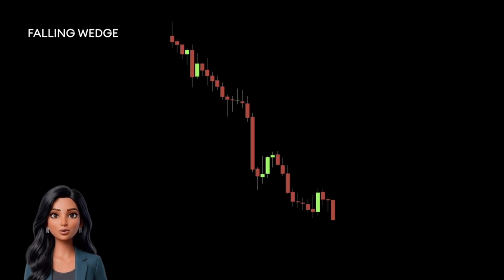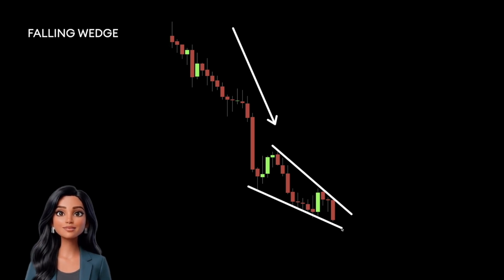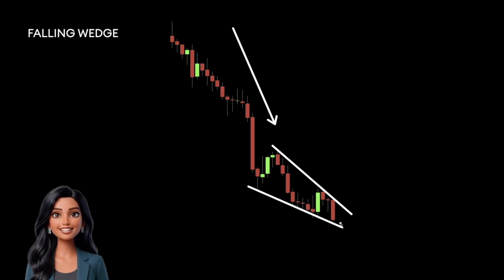In a bearish falling wedge, the price starts in a downtrend and the wedge forms as part of a consolidation phase. The price may continue downward, but the falling wedge typically signals an impending reversal. A breakout above the upper trend line would confirm a bullish reversal.